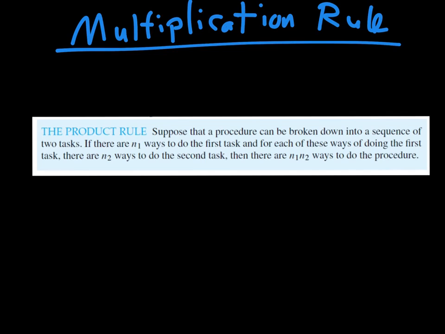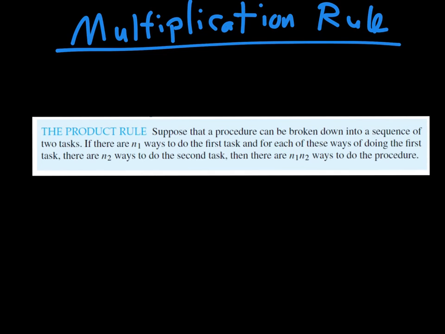or the product rule. The product rule says, suppose a procedure can be broken down into a sequence of 2 tasks. If there are n1 ways to do the first task, and for each of these there are n2 ways to do the second task, there are n1 times n2 ways to do the entire procedure. So in that silly made-up example I have, there were 3 ways to do the first task, which was picking out a shirt, and then once you know a shirt, there were 2 ways to pick out a pair of pants. So there were 3 times 2 ways to pick out an outfit. That's the multiplication or product rule.